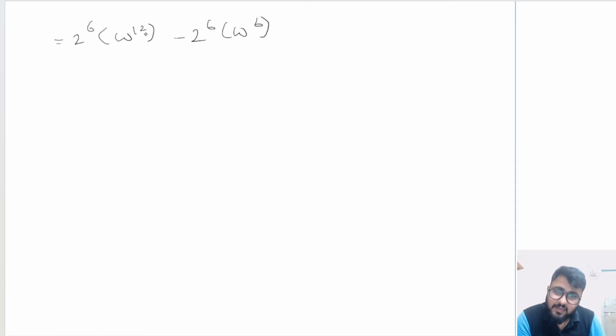We know omega is the cube root of 1. So any powers of omega, when the power is a multiple of 3, the value of that is 1. So you have just 2 power 6 minus 2 power 6, because 12 is also a multiple of 3, 6 is also a multiple of 3. So you get 0. That's the answer for this question.